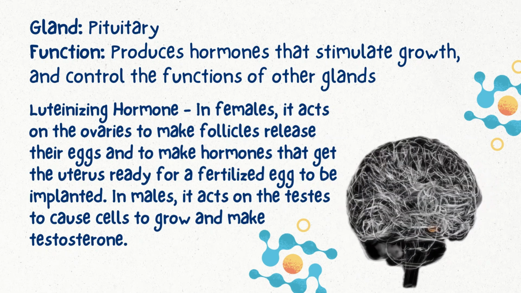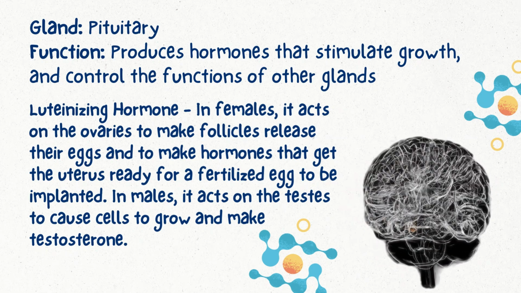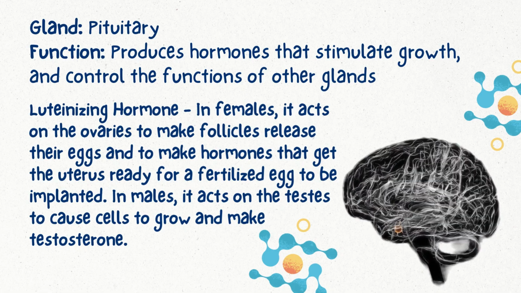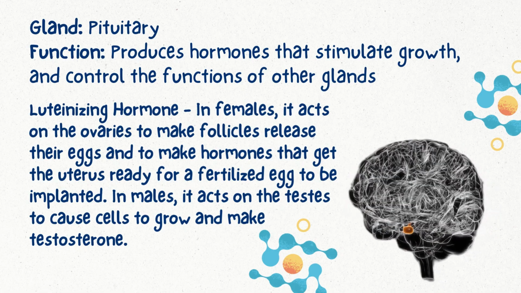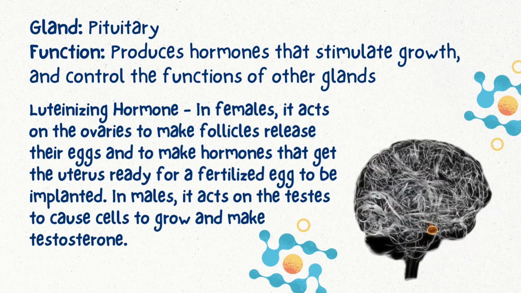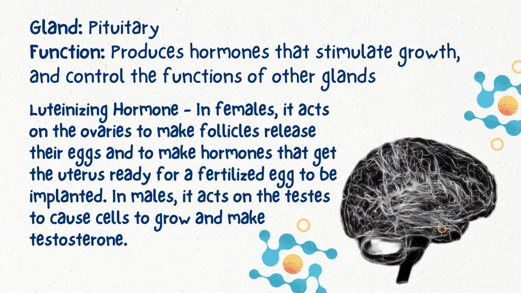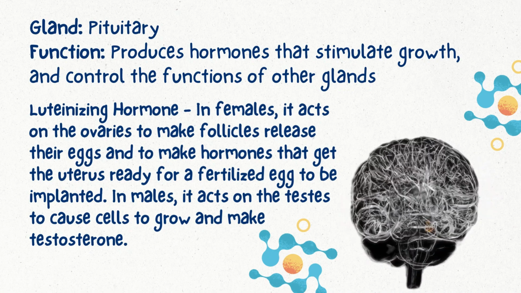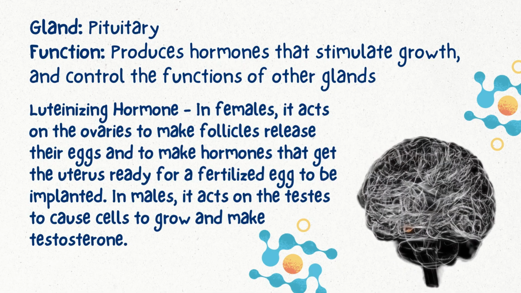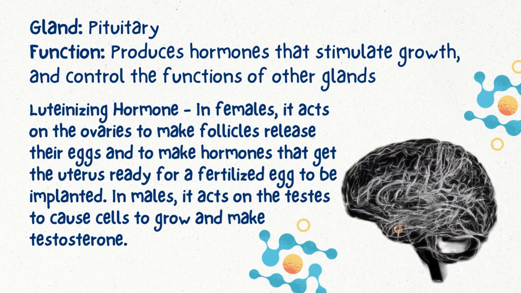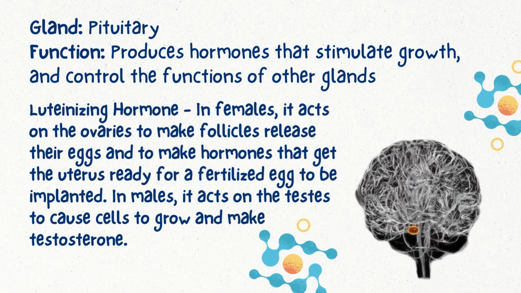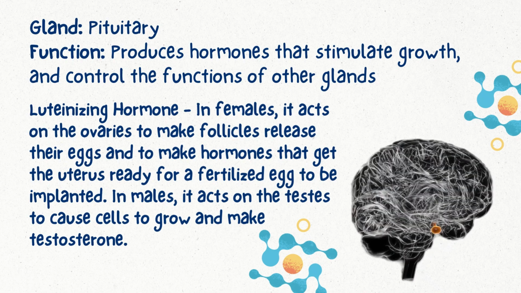Next hormone under the pituitary gland is the luteinizing hormone. In females, it acts on the ovaries to make follicles release their eggs and to make hormones that get the uterus ready for a fertilized egg to be implanted. In males, it acts on the testes to cause cells to grow and make testosterone.